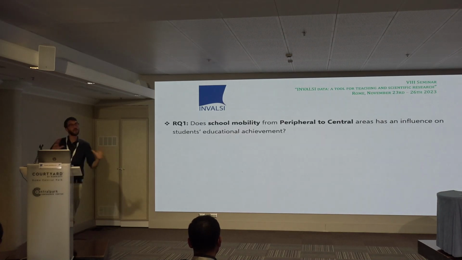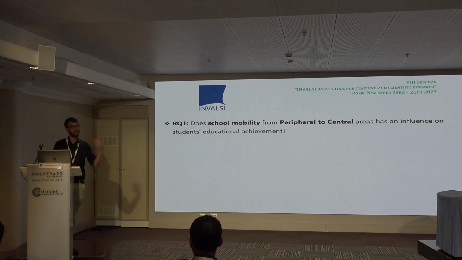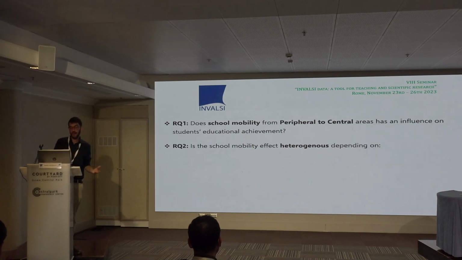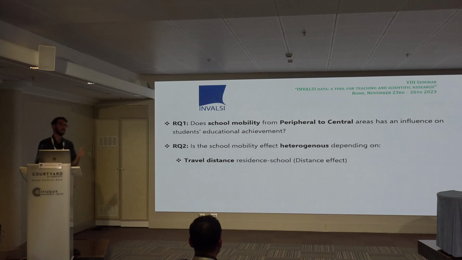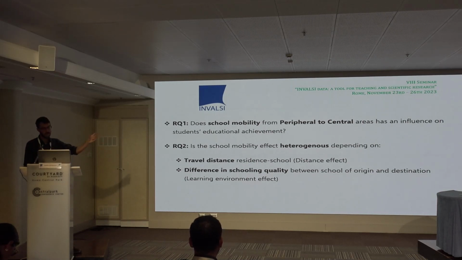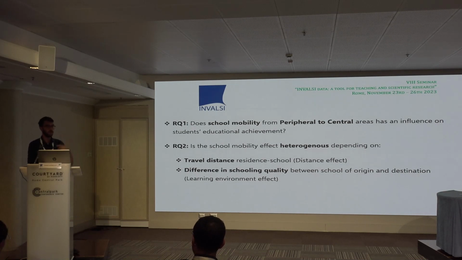So we define two key research questions. The first is whether school mobility from peripheral to central area has an influence on the educational achievement of the students in 10th grade. And then we also ask whether the school mobility effect is heterogeneous, depending first on the travel distance between the school attended in 8th grade and the school attended in 10th grade, and whether it is heterogeneous depending on the gap in school quality, as measured by the difference in INVALSI test scores in 8th and 10th grade, between the school attended in 8th grade and the school attended in 10th grade.